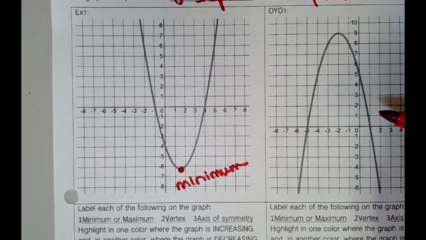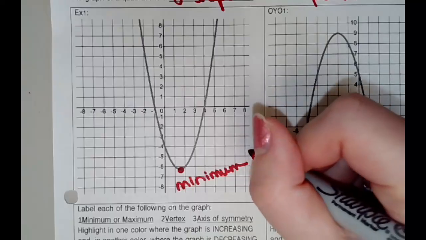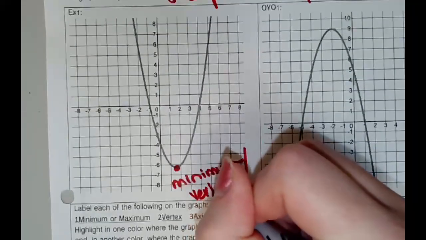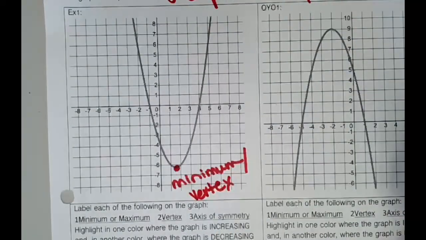Number 2, you are going to label your vertex. Vertex is just a fancy way of saying the highest or lowest point on a graph, which also happens to be your max or your min. So a minimum can also be called a vertex.